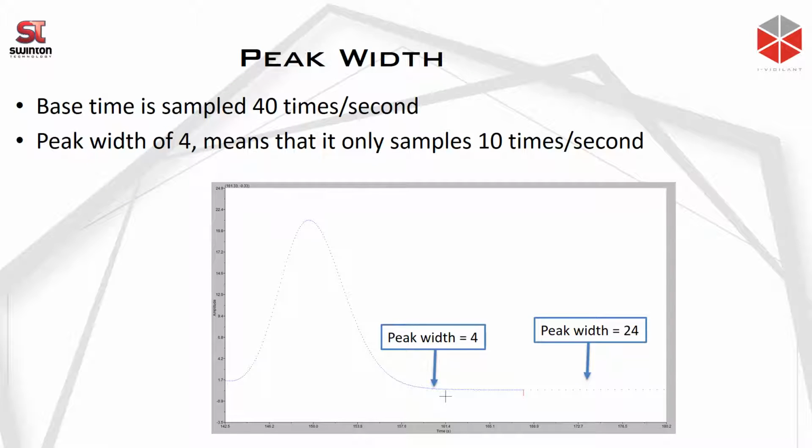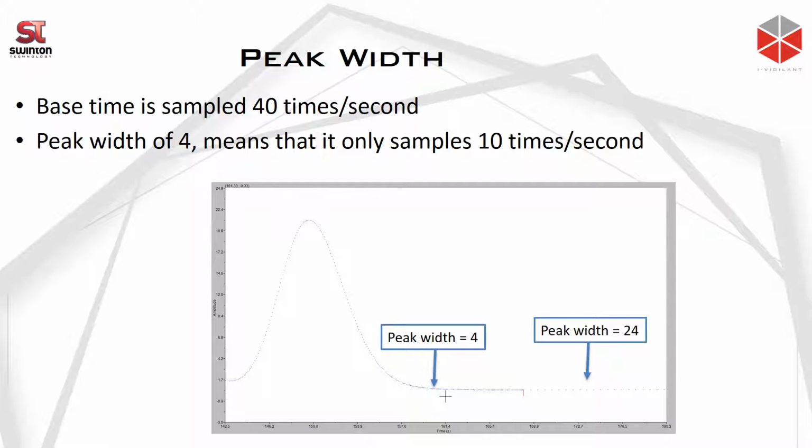The next one is the peak width event. Basically, in the Daniel GC, the baseline is sampled 40 times every second. So if, let's say, we have a peak width of 4, it means it only samples 10 times a second. You can see the sample size here. This is an example of a peak width equal to 4 and a peak width equal to 24. You can see the difference in the sampling frequency of the baseline itself.